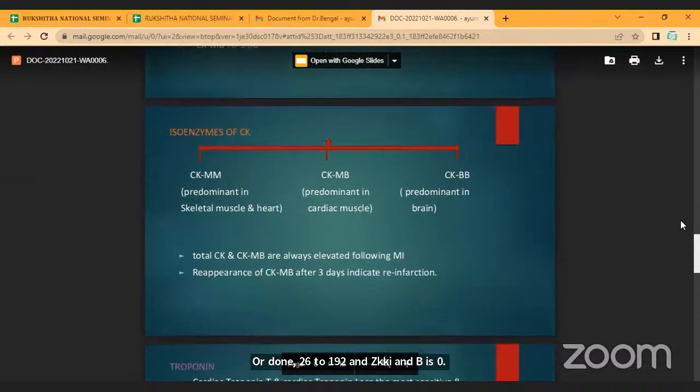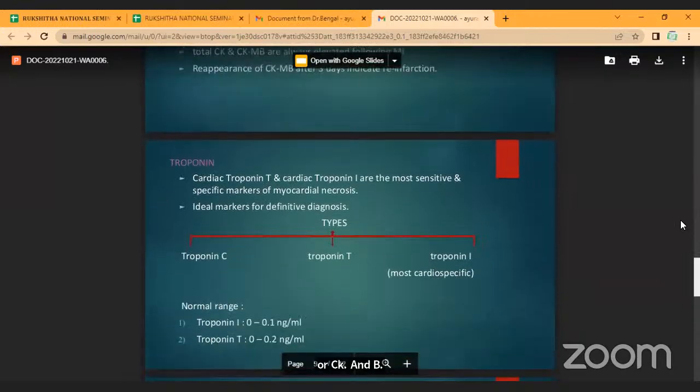The isoenzymes of CK are CKMM, CKMB, and CKBB. CKMM is predominantly in skeletal muscle and heart. CKMB is predominantly in cardiac muscle. CKBB is predominant in brain. Total CK and CKMB are always elevated following MI, and reappearance of CKMB after 3 days indicates reinfarction. Third one is troponin.